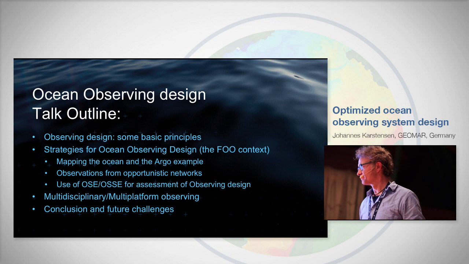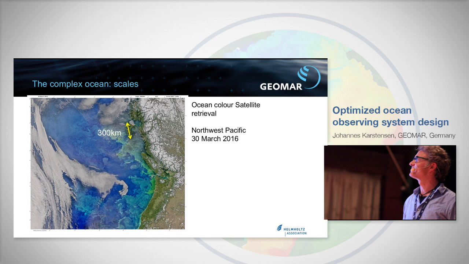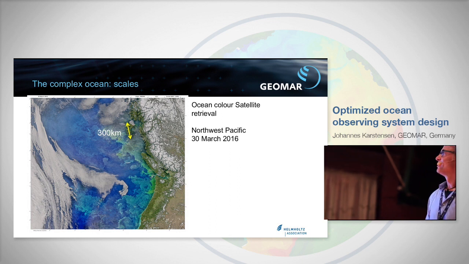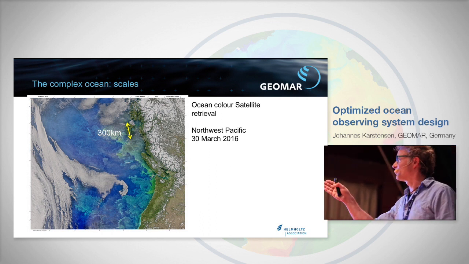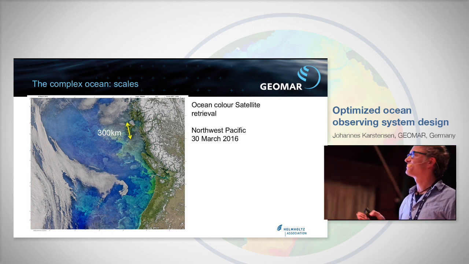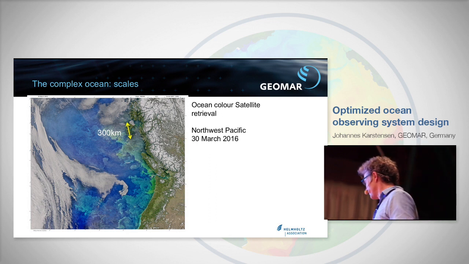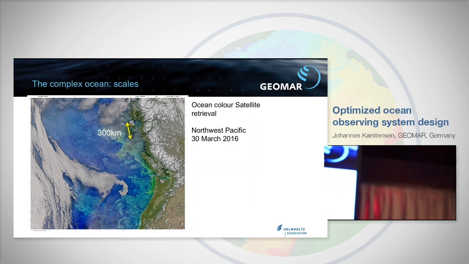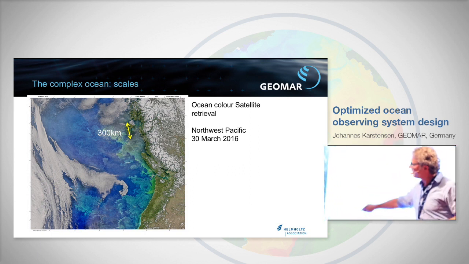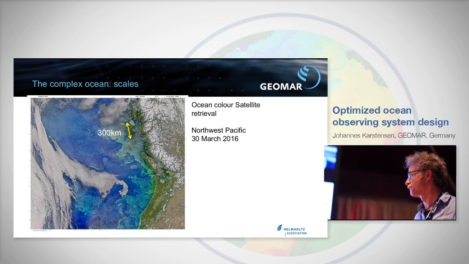So really going very, very far back, what you see here is an ocean color satellite retrieval picture from the Southwest Pacific on the 30th of March 2016. And of course, you have seen all these pictures a lot of times. What is interesting is that you see these very different scales, and you can identify immediately that there are features like these, on the scale of 300, 200 kilometers, which is the so-called mesoscale.